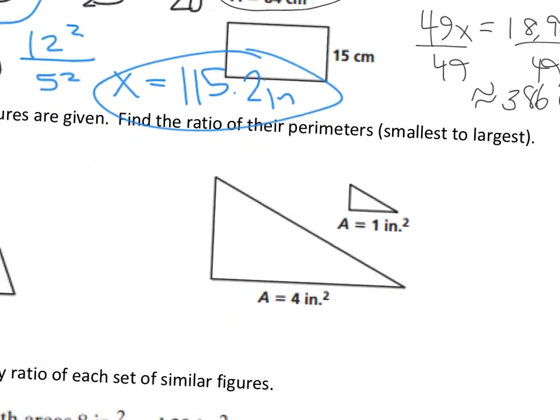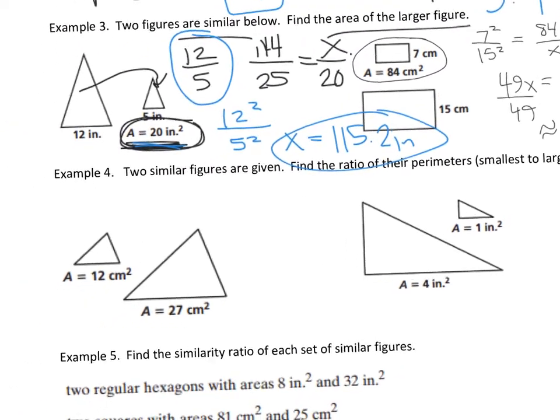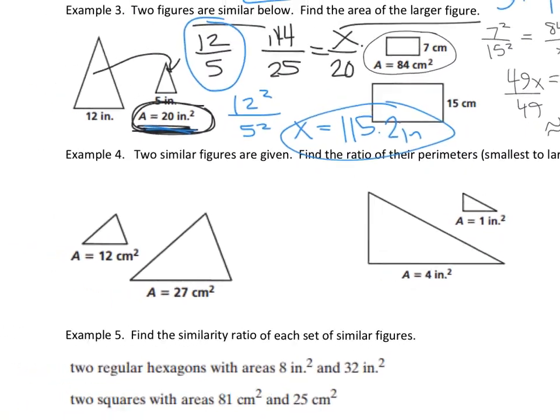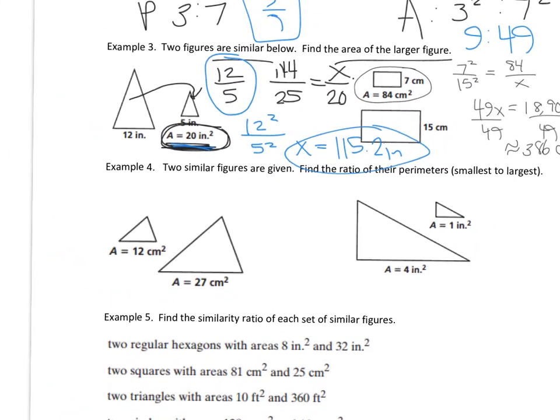Okay, and then the next part. The two similar figures are given, so we know they're similar. Find the ratio of the perimeters. Okay, this time the areas are given. So in order to find the similarity ratio, we need to write smallest to largest, so it's going to be 12 over 27. But this isn't the similarity ratio, this is the area ratio. So to get the area or similarity ratio, you have to take the square root.